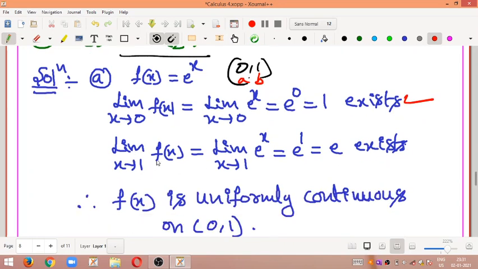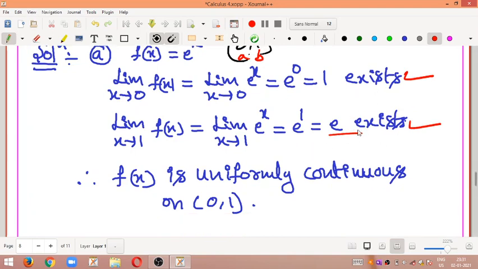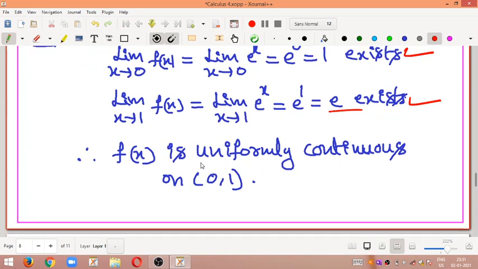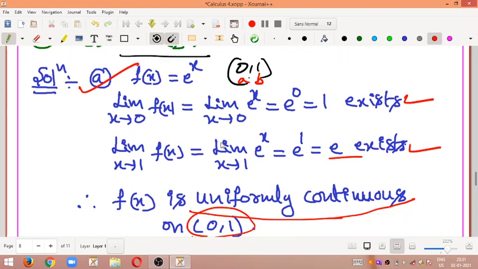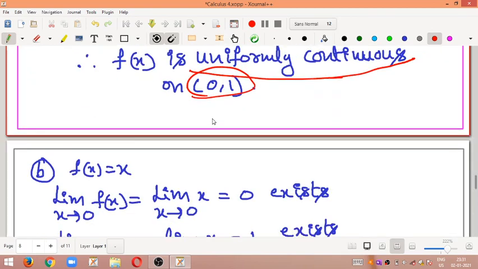Again, the limit as x tends to b, where b = 1, of f(x): the limit as x tends to 1 of e^x is e^1, which is e, an existing and finite value. So both limits exist and are finite. That's why the given function is uniformly continuous on this interval, and option A is the correct answer. This is the way we check whether the given function is uniformly continuous.